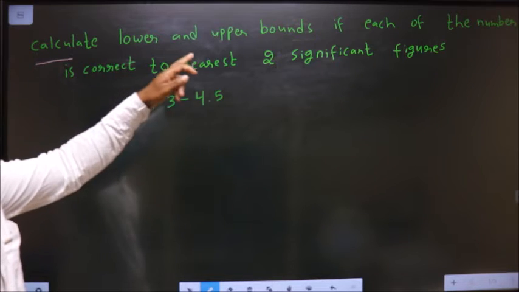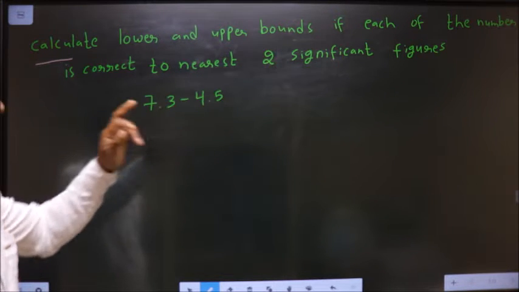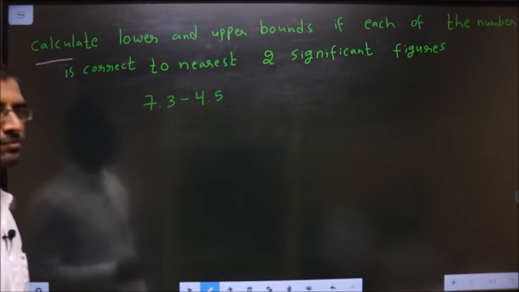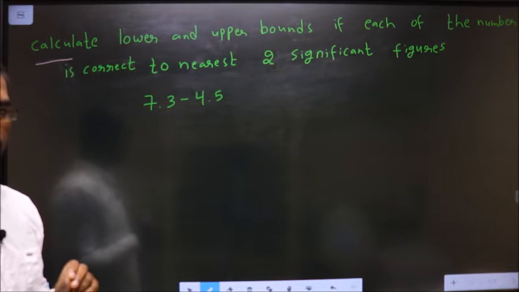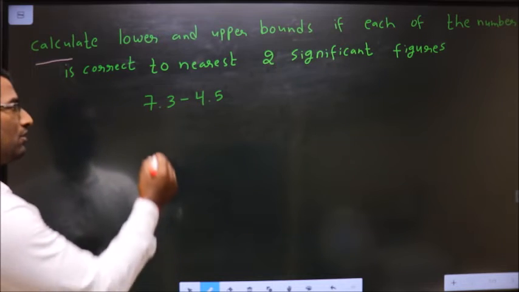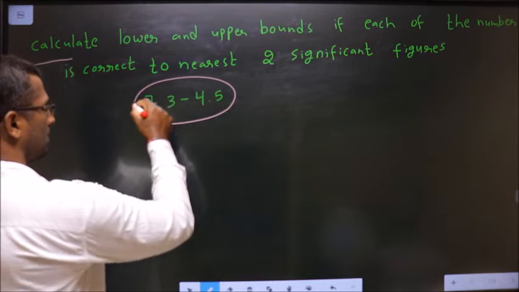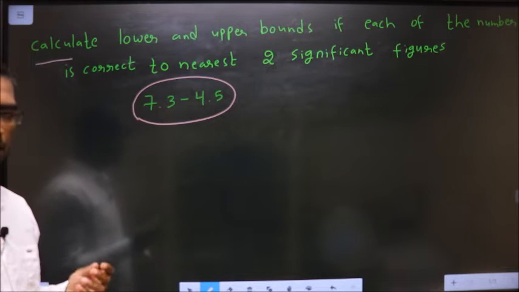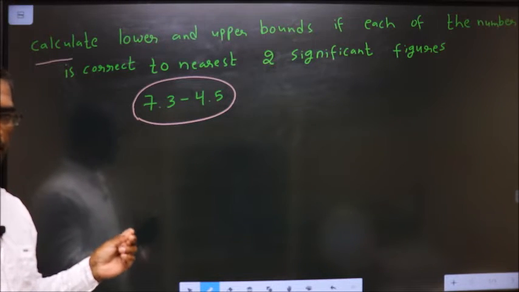Calculate lower and upper bounds if each of the numbers is correct to the nearest two significant figures. So here you have to find the lower and upper bound of this one, 7.3 minus 4.5. And how do we find out? We find out in this way.